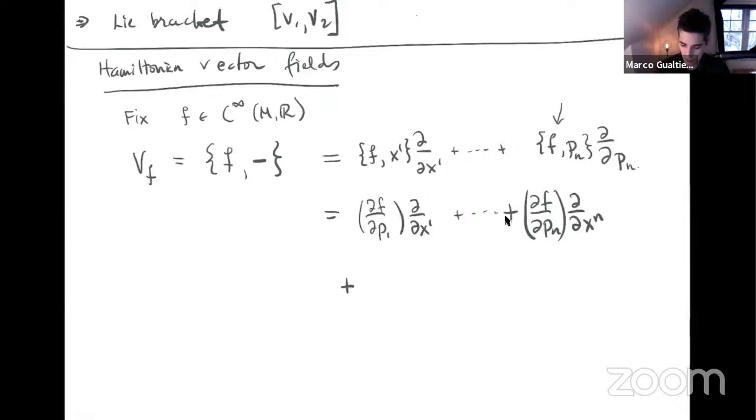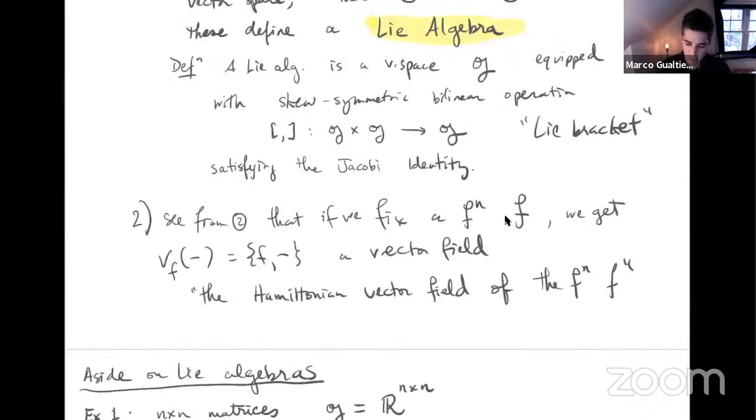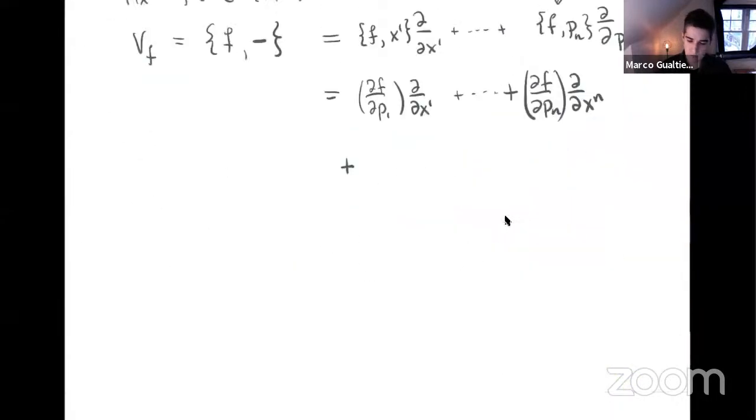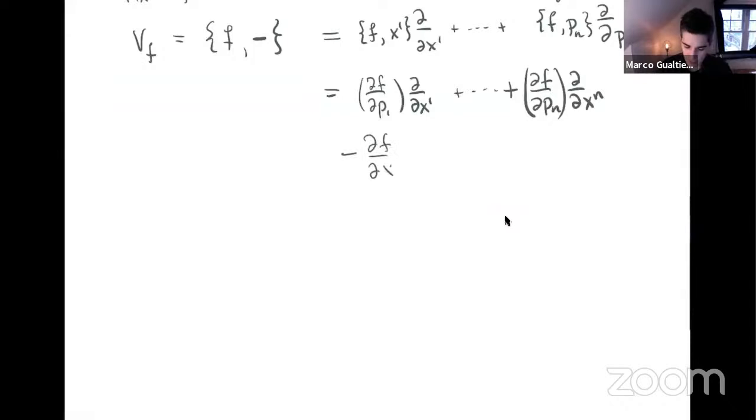No, that's correct. So I'm looking at d by dp1. That's going to act on p1. So it'll be the bracket of f with p1. So if we look here, the way that this is dg by dp1, that's going to have a minus sign, and it's going to have a coefficient, which is df by dx1. So I'll have here a minus df by dx1, d by dp1, df by dxn, d by dpn.